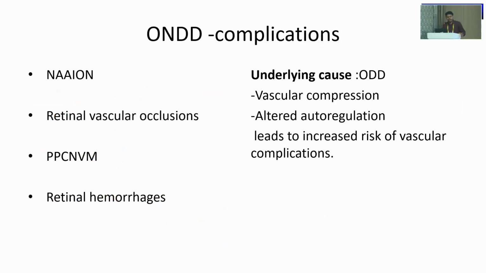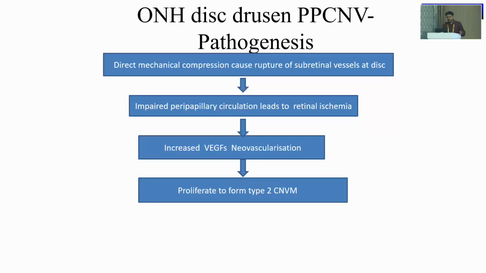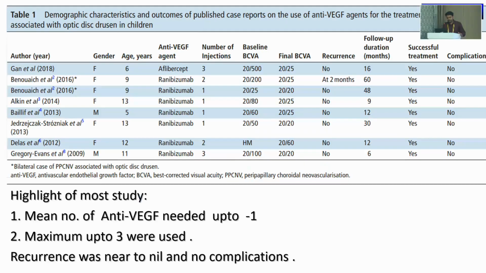So complications of disc drusen would include non-arteritic ischemic optic neuropathy, vascular occlusions, peripapillary choroidal neovascular membranes, and retinal hemorrhages. Underlying optic disc drusen basically cause vascular compression and altered autoregulation, thus leading to a risk of vascular complications. The pathogenesis would follow a similar type of CNVM: direct mechanical compression and impaired peripapillary circulation, thus increasing the level of VEGF and forming the type 2 CNVM.